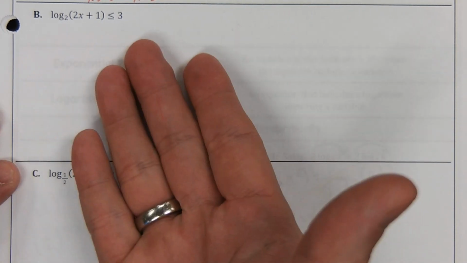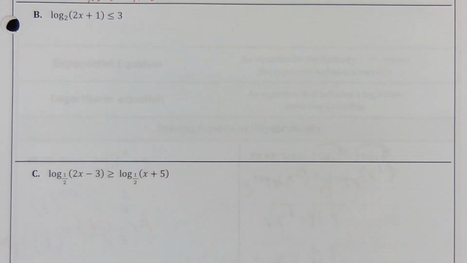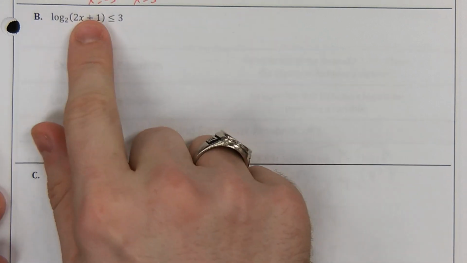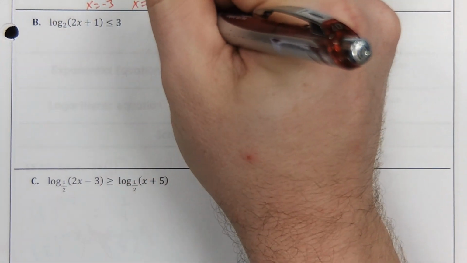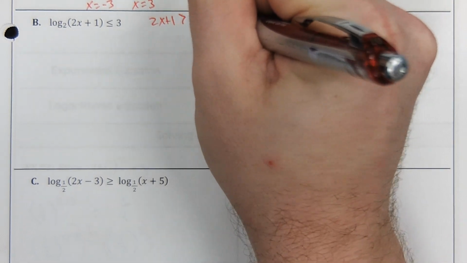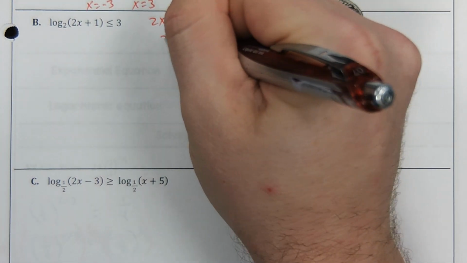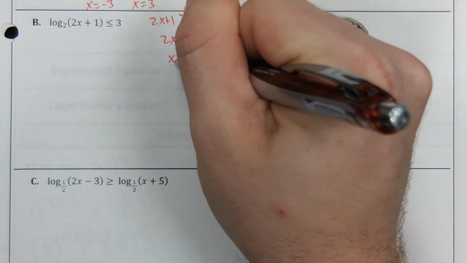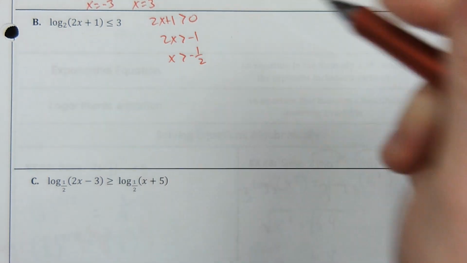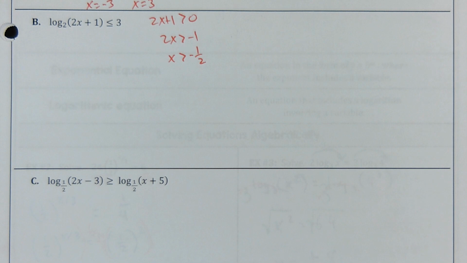Checking this one out, what I see is a base that's larger than 1. So yay, I don't need to do any manipulations there. But I do need to find out what the domain is. My argument cannot be negative. So we say 2x plus 1 had better be greater than 0. Subtract 1 and divide by 2. Our domain is x is greater than negative 1/2. So all of our answer choices had better be greater than negative 1/2.